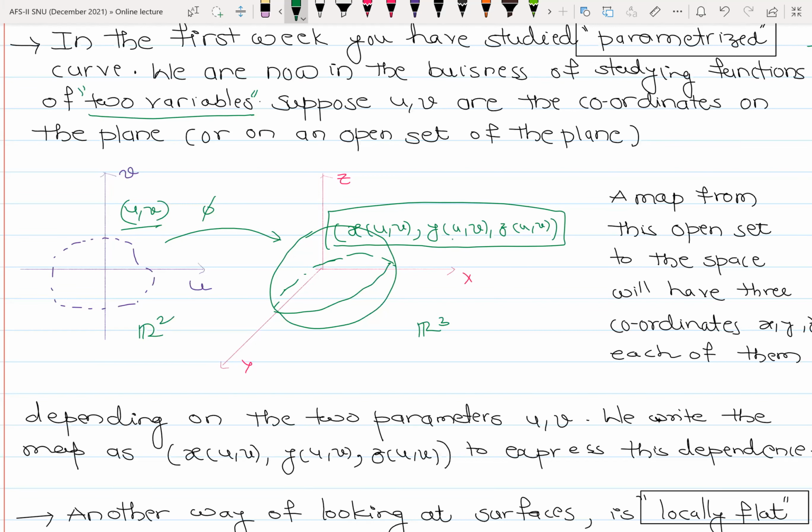Okay, so this is one way of looking at it. So what does a surface mean? It is locally parameterized by two variables. Okay, so that is how you can look at it.